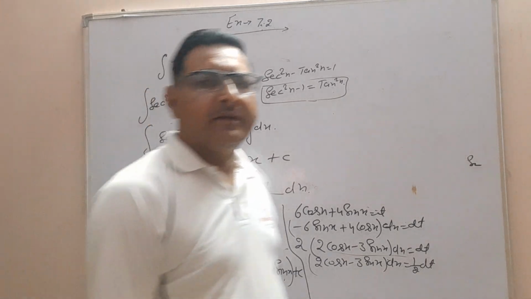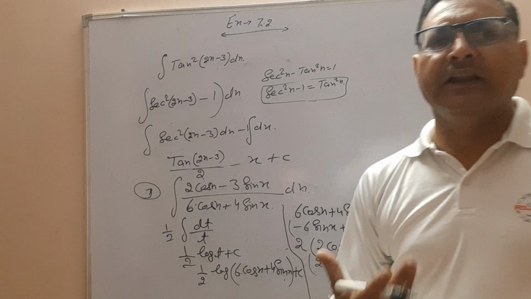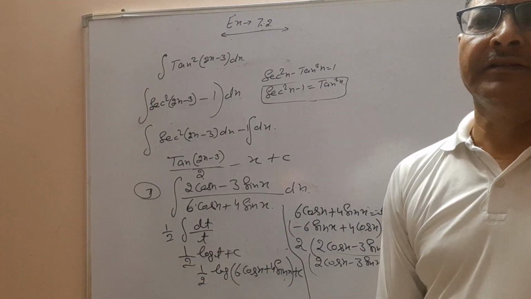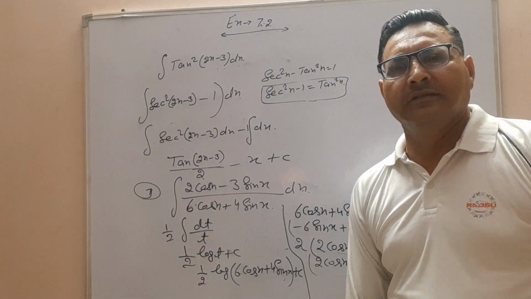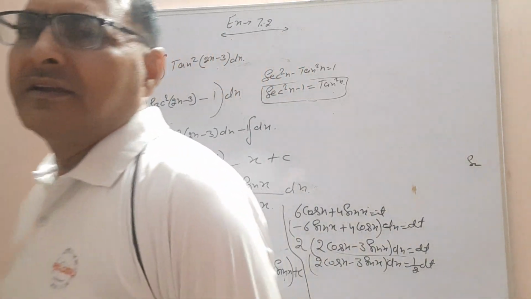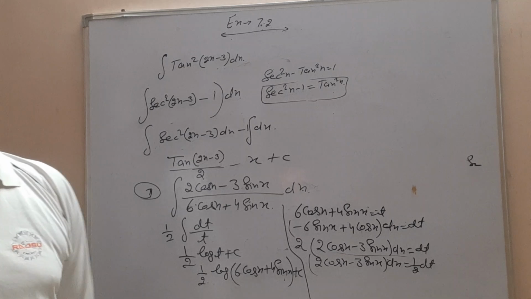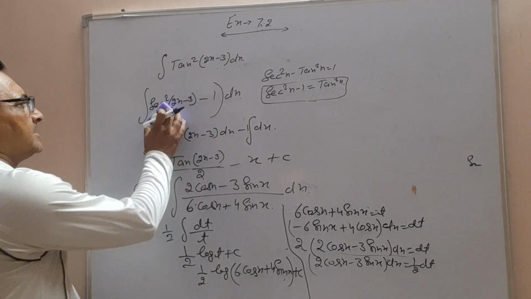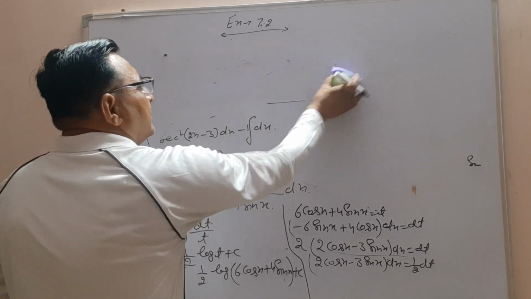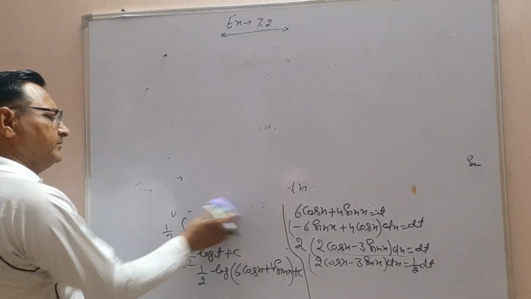Questions are very easy. You have to just identify the term whose derivative lies in the statement, then put that value as the new variable, get their value, and then do the integration. Let's see some other questions. Today we are doing some different questions, but the method is the same.